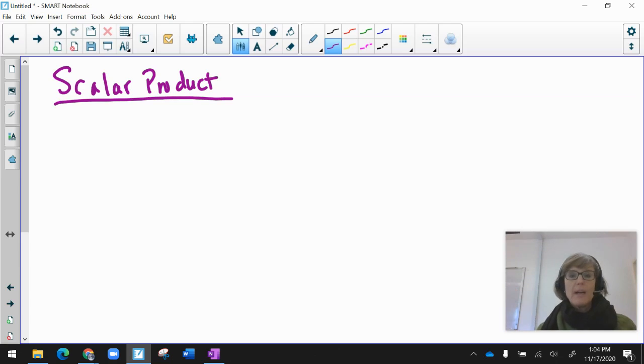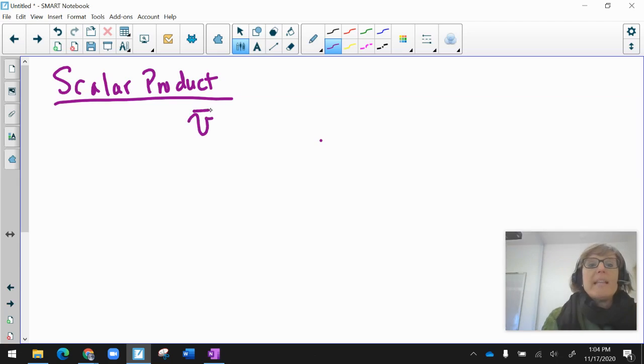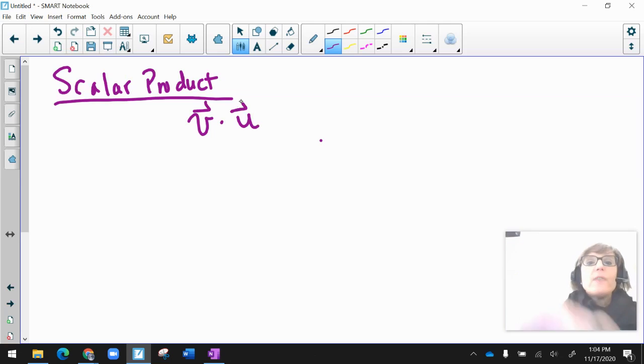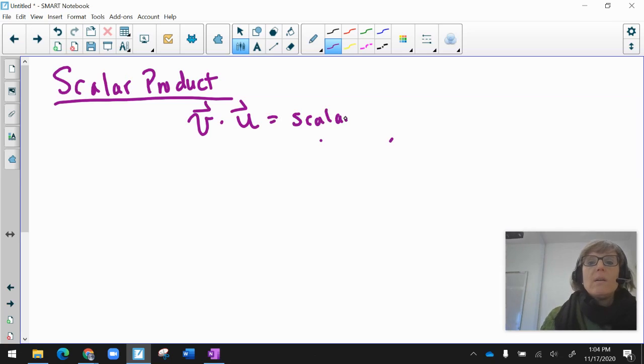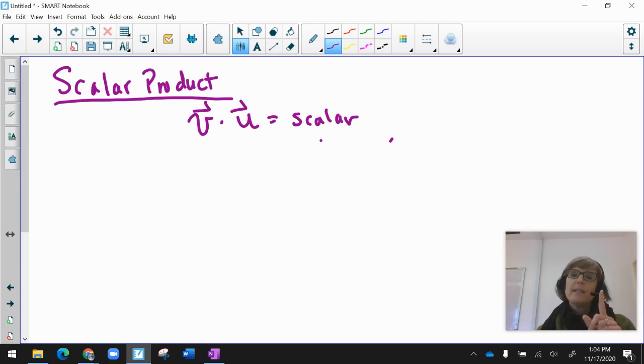It's called a product because I'm multiplying two things by each other, and in this case it's two vectors, v and u. But it's called a scalar product because when all is said and done and I've finished my multiplication, I'm going to end up with a scalar, which means a single number.